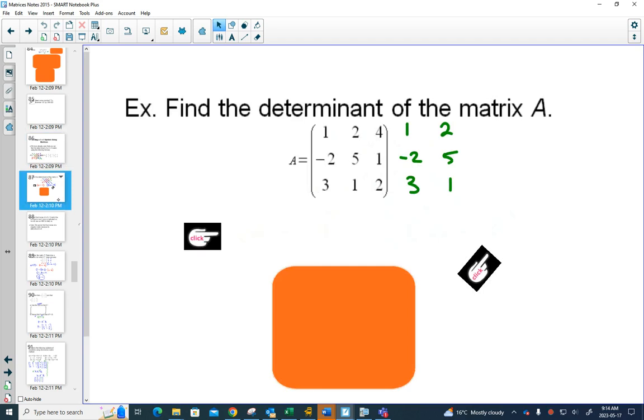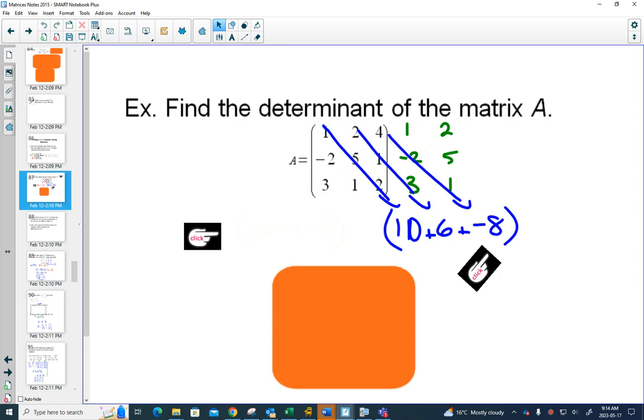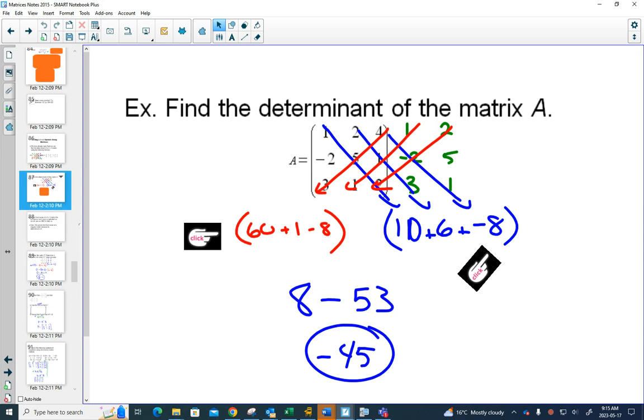So as a warm-up, we could find out the determinant of this matrix. I would add my columns there, and then draw my diagonals, figure out that number. Draw my diagonals in the other direction. And then the blue numbers add up to 8, minus 53, and we have a determinant of negative 45.